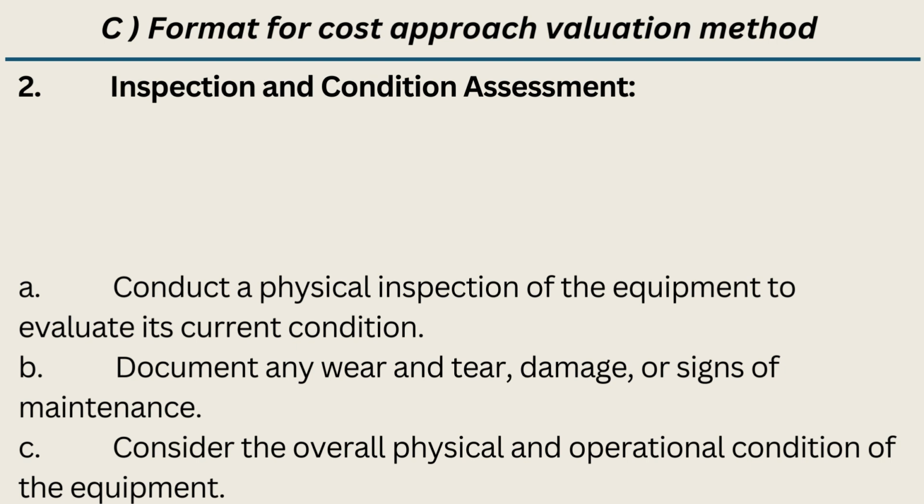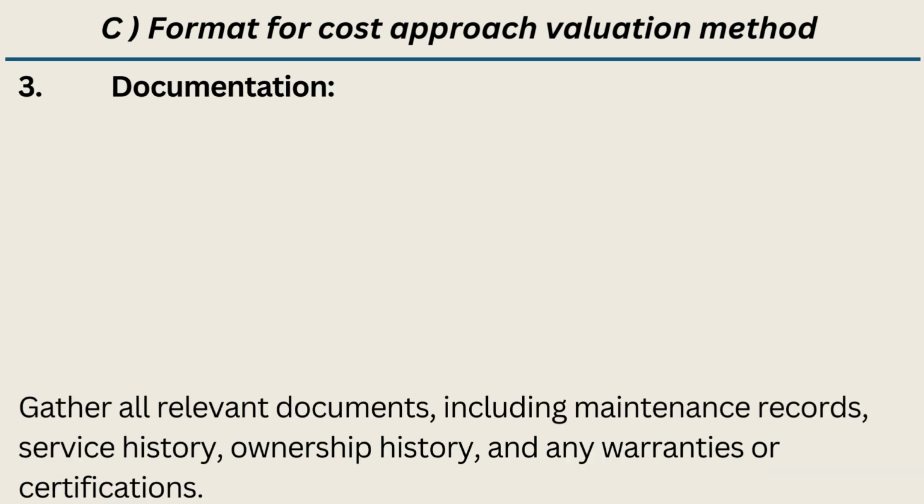2. Inspection and condition assessment. A. Conduct a physical inspection of the equipment to evaluate its current condition. B. Document any wear and tear, damage, or signs of maintenance. C. Consider the overall physical and operational condition of the equipment. 3. Documentation. Gather all relevant documents, including maintenance records, service history, ownership history, and any warranties or certifications.